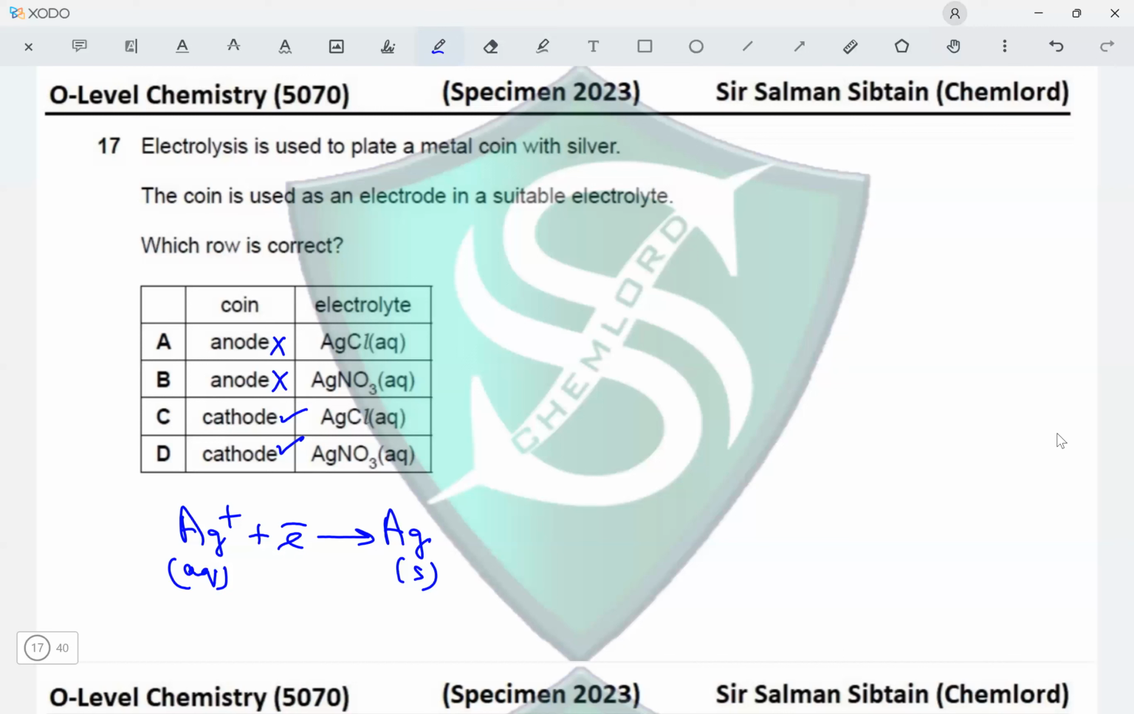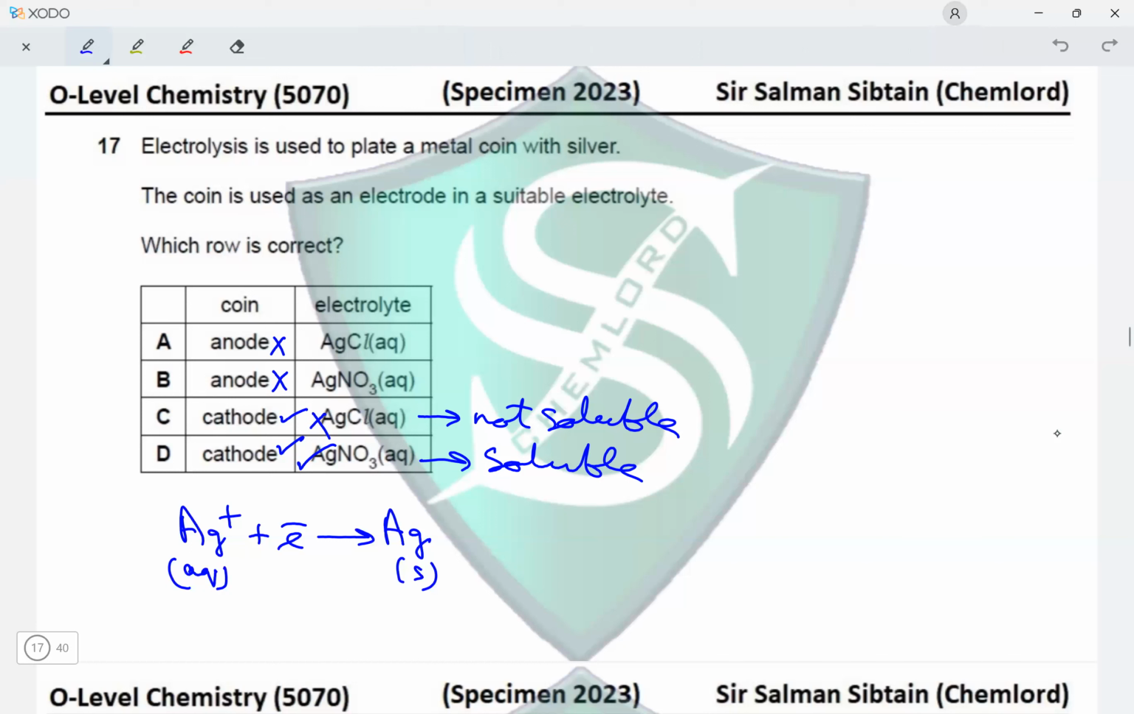So the coin should be placed at the cathode. Options A and B are incorrect. Now, in order to choose the correct option between C and D, we need to find out which electrolyte will be used. The electrolyte used should be a soluble salt of silver. We know that silver chloride is not soluble, so it will not form an aqueous solution, whereas all nitrates are soluble. So silver nitrate in option D is a soluble salt, making option D the correct option for this question.